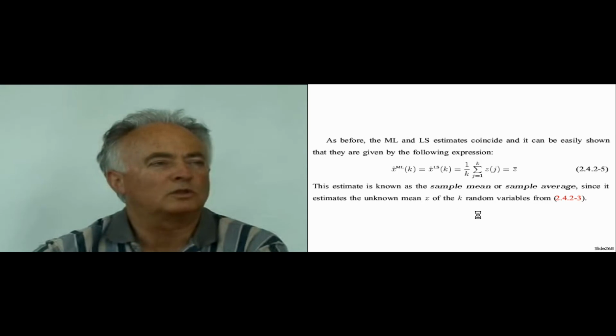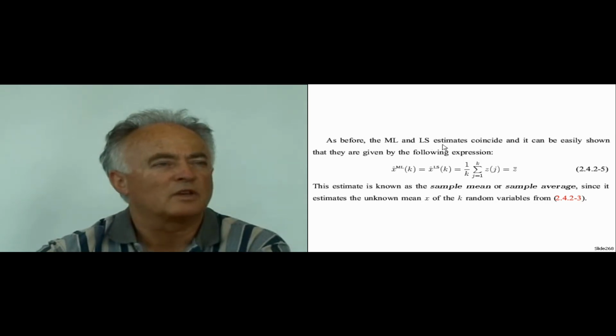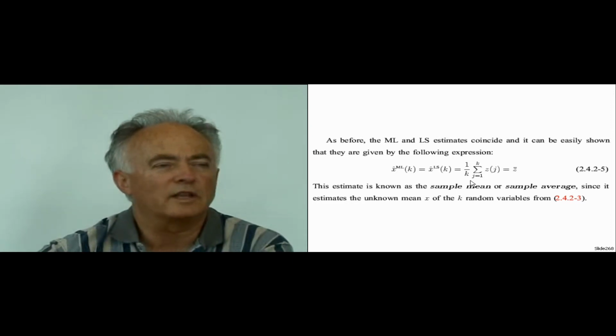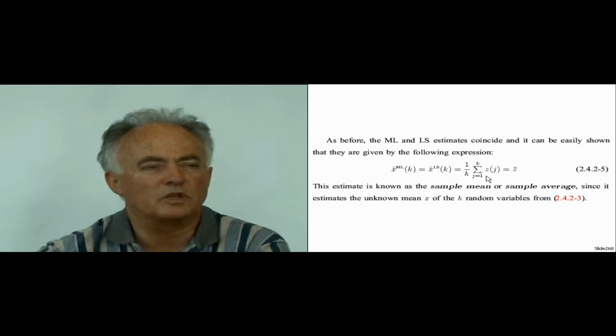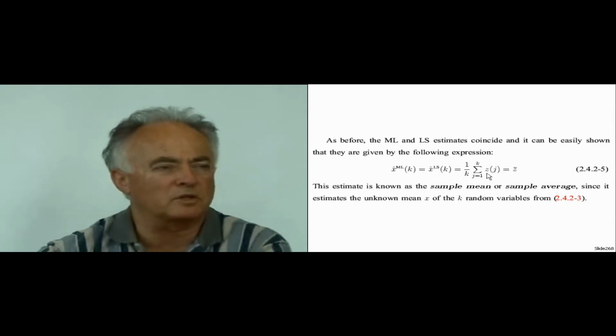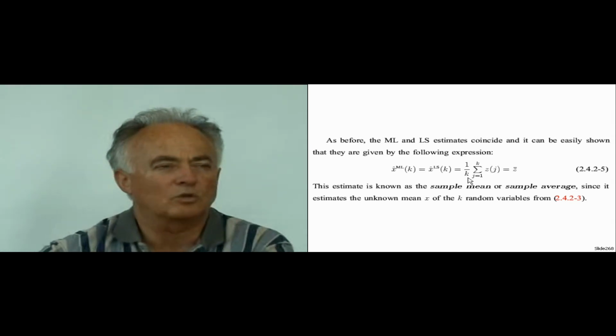So as before, the maximum likelihood and least squares estimates will coincide, and it can be easily shown that they are given by the following expression, just a little bit of algebra, and handling the exponent. The x hat ML and the x hat LS both are z bar, the sample average of the z's. So the sum of the z's divided by how many there are. This is called the sample mean or sample average.